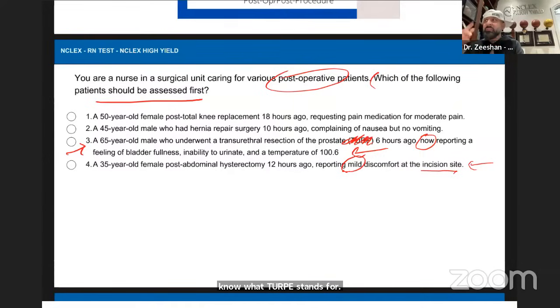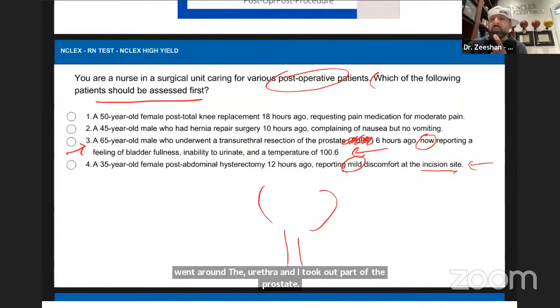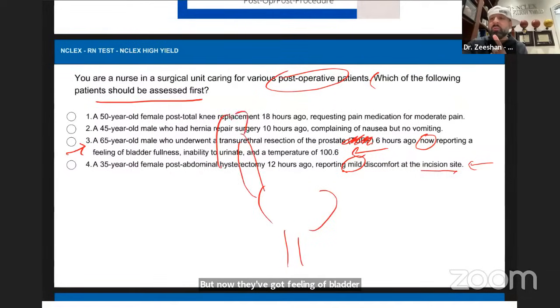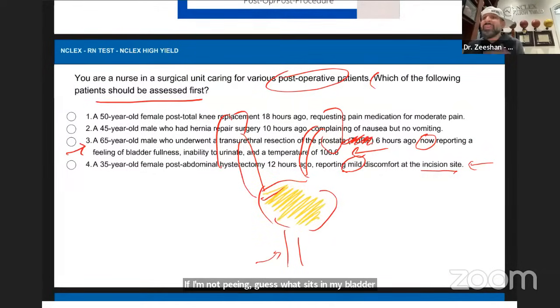Transurethral resection of the prostate. So I went around the urethra and I took out part of the prostate, but now they've got a feeling of bladder fullness, right? There's my kidneys, my horrible pictures, my ureters, my bladder, my urethra. If I'm not peeing, guess what sits in my bladder? Urine sits in there. If urine sits in there for 6 hours, do you think it's going to start to develop more and more bacteria?